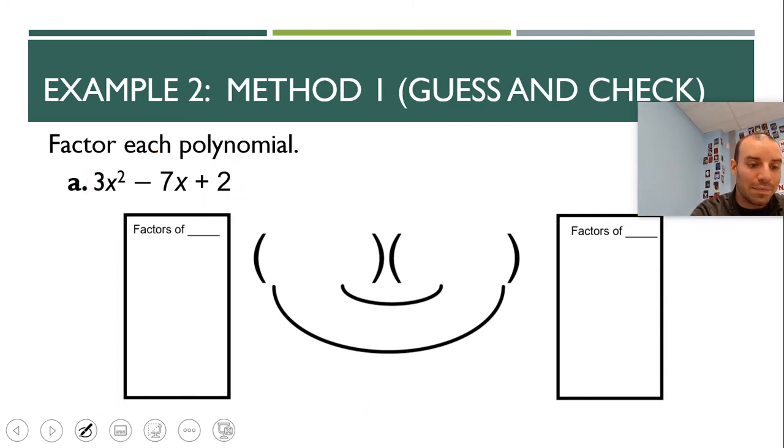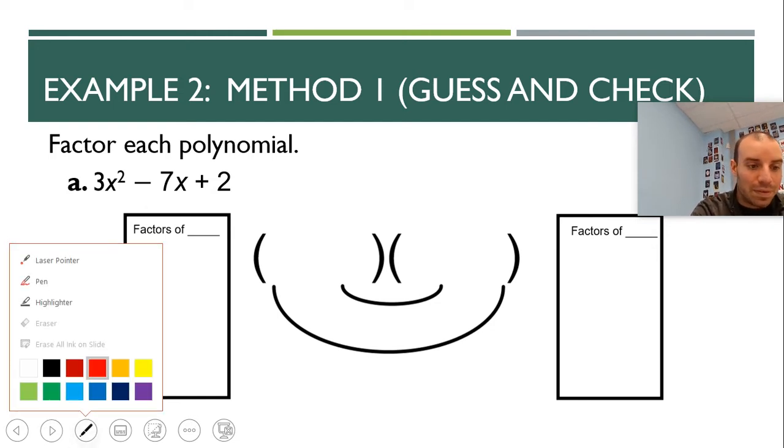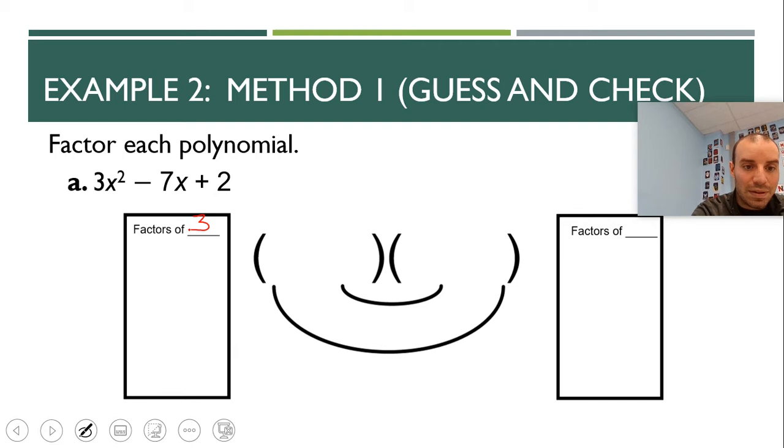So I say to myself, okay, let me switch those around. Didn't mean to erase everything. That's okay. 3 and 2. So we have 3, 1, 2, 1.